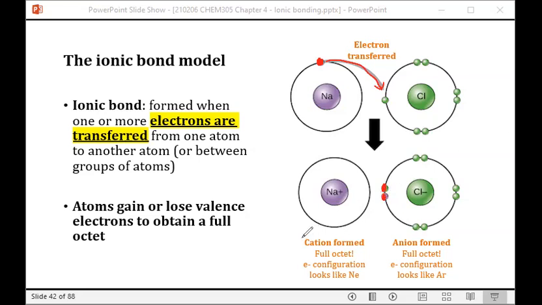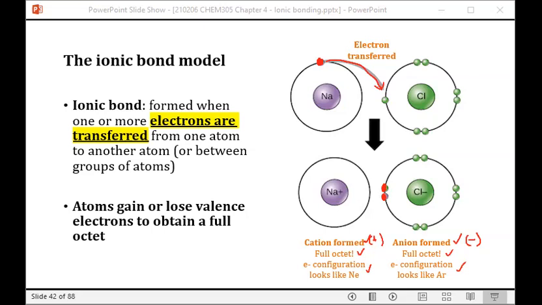Sodium ends up being a cation because it lost an electron. It has a full octet, and its electron configuration is isoelectronic with neon. It looks just like neon. In chlorine, once it gains an electron, it forms an anion, which means, again, it has a negative charge. It has a full octet. It has 8 electrons in its outermost shell, and its electron configuration looks just like argon, the closest noble gas. And we also say that it's isoelectronic with argon. It has the same electron configuration as argon.